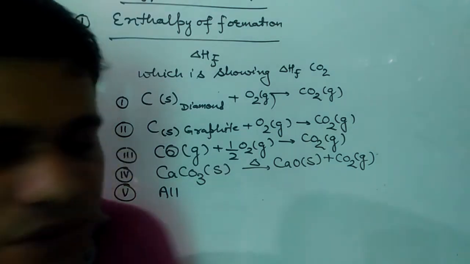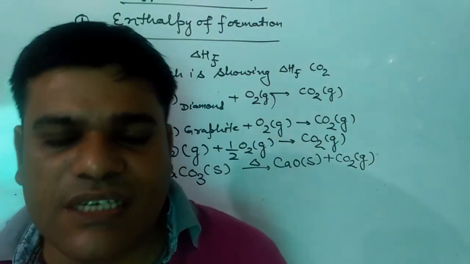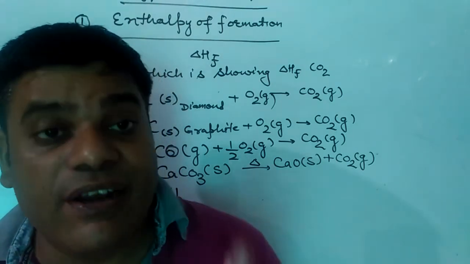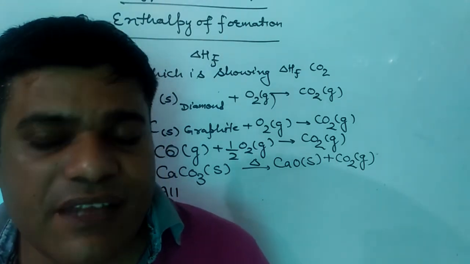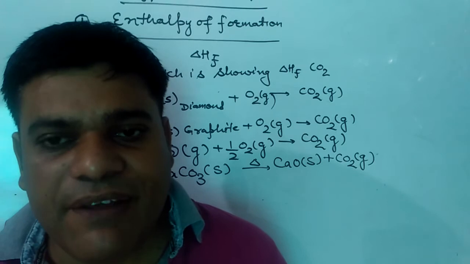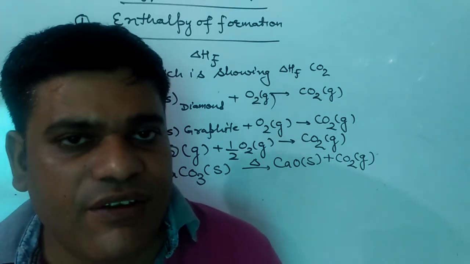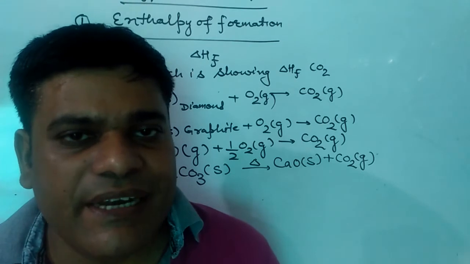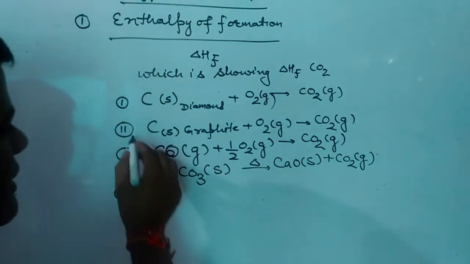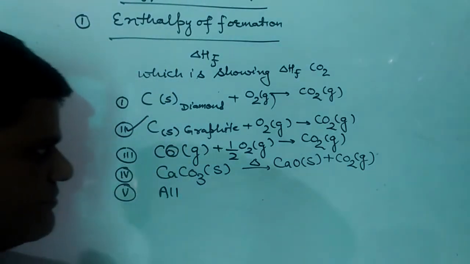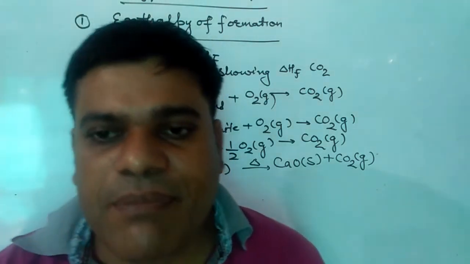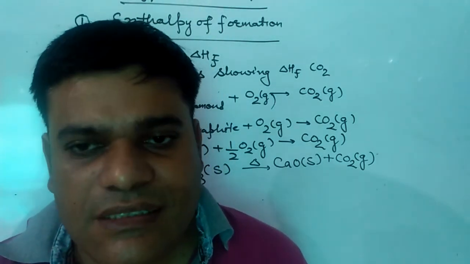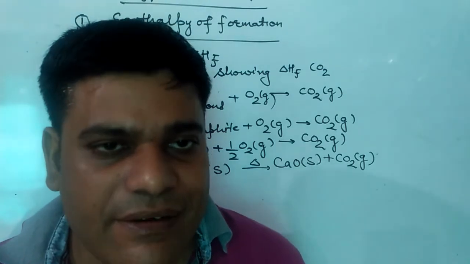So, to solve this question, we have to recapitulate the definition of enthalpy of formation. It may be defined as the change in enthalpy when one mole of compound is formed from its elements in their elementary state. Then our answer will be the second one. Why not the first one? Because thermodynamically graphite is more stable than diamond.